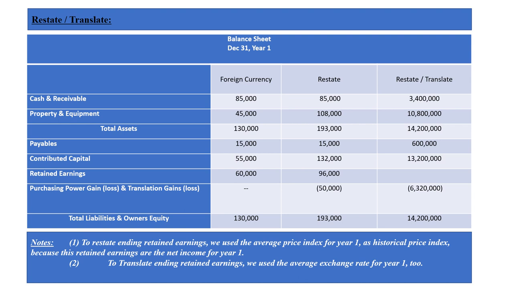Notes: to restate ending retained earnings, we used the average price index for year one as historical price index, because these retained earnings are the net income for year one. To translate ending retained earnings, we used the average exchange rate for year one.